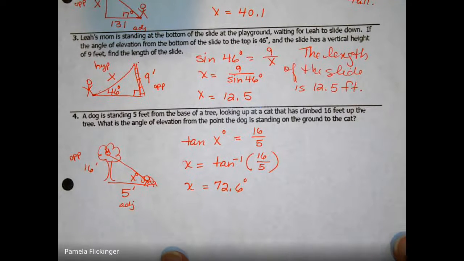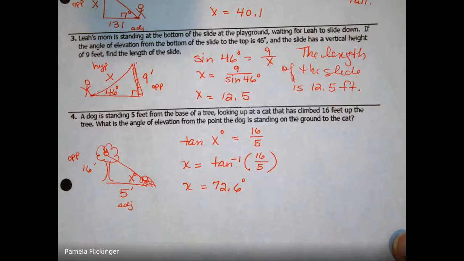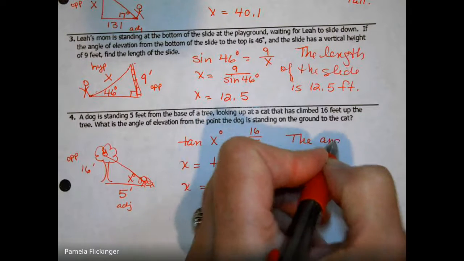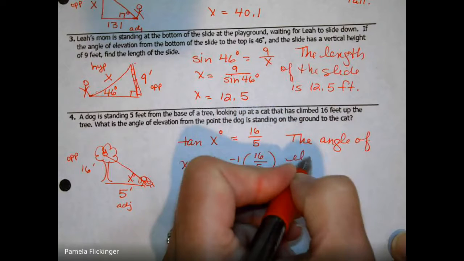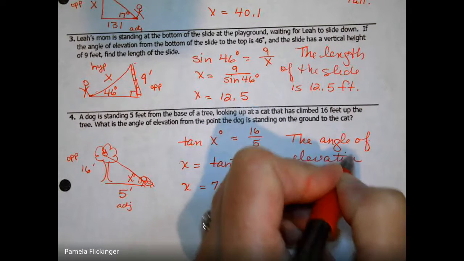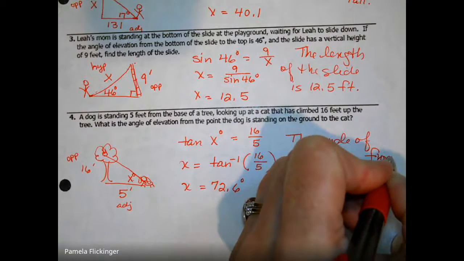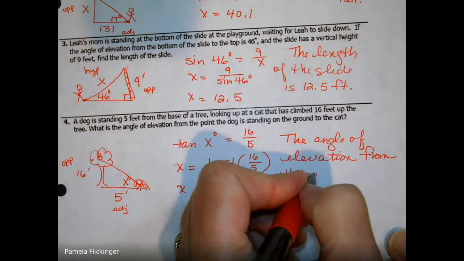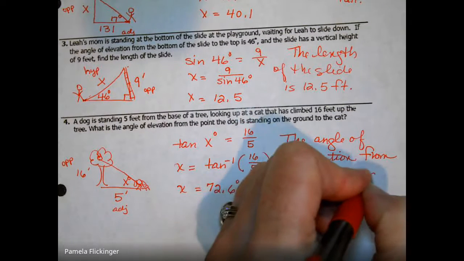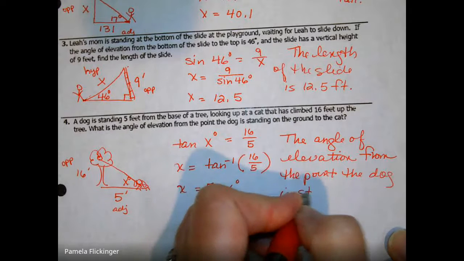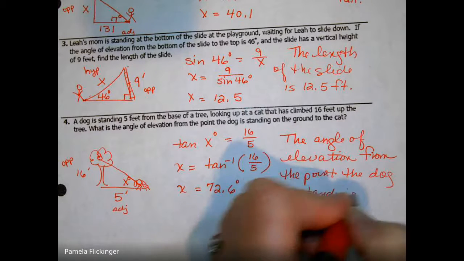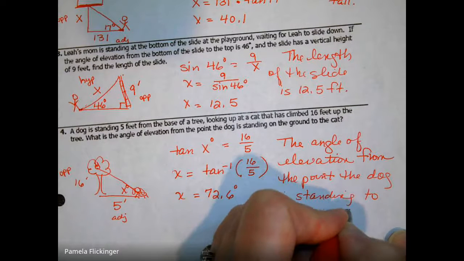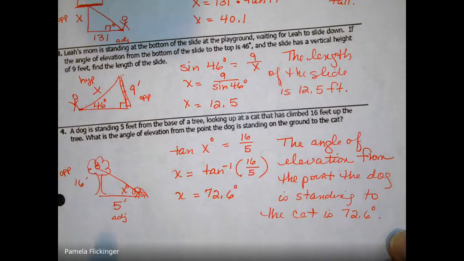And then the question is, what is the angle of elevation from the point the dog is standing on the ground to the cat? So the angle of elevation from, don't just tell me, give me a little bit of detail here, from the point the dog is standing to the cat is 72.6 degrees.